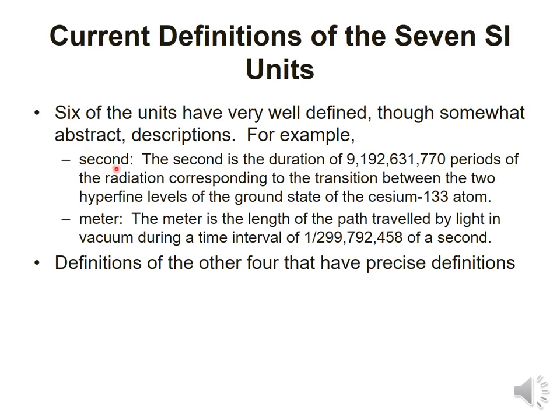Look at the second up here. The second is the duration of 9,192,631,770 periods of radiation corresponding to the transition between the two hyperfine levels of the ground state of the cesium-133 atom. That doesn't mean a whole lot to you, but that's a precise definition. Atomic clocks are able to track this very well. That's why we have atomic clocks.